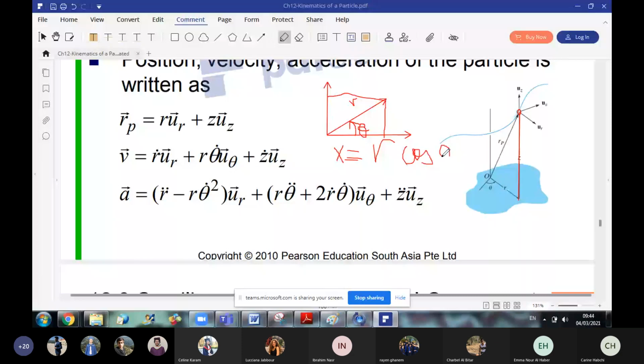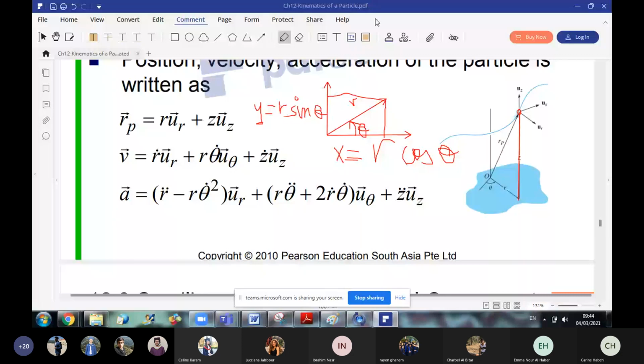So I can use cylindrical coordinates in 3D, and they will be R, theta, and Z. Now, in this type of frame, in R, theta, Z, if I want to express the position vector, what will be the expression of my position vector? If you look at your figure, this is your position vector here.